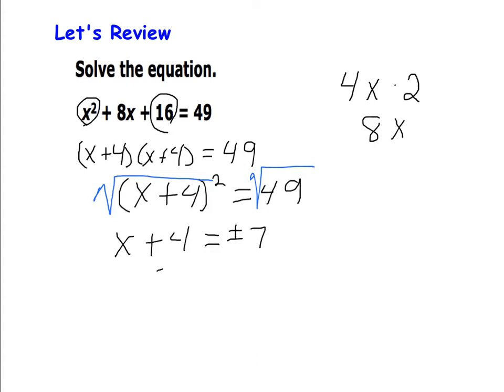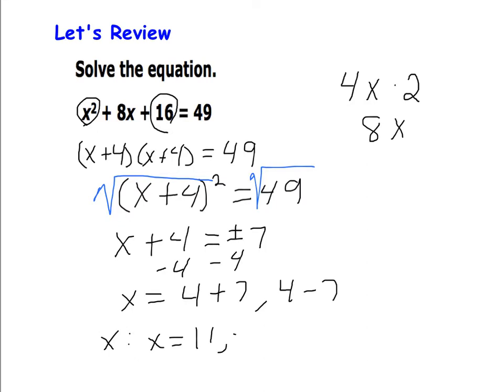Now at this point I am going to subtract 4 from both sides. So that means I will get x is equal to negative 4 plus 7, but I also get negative 4 minus 7. So my answer here in set notation will look like 3 and negative 11. Okay, so that's enough review. Let's go on into our new material today.